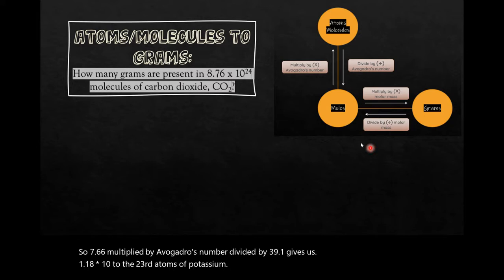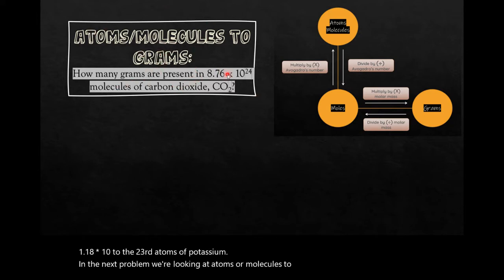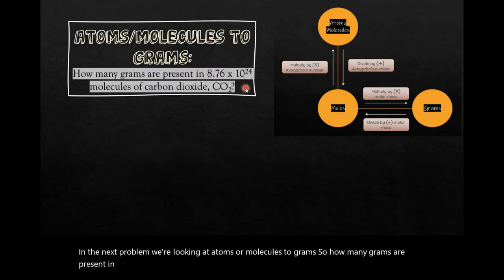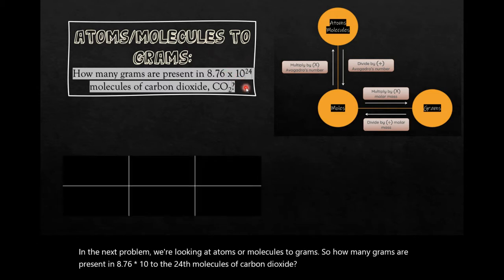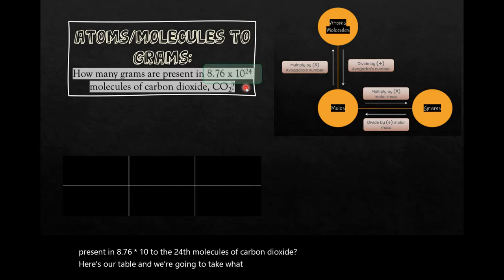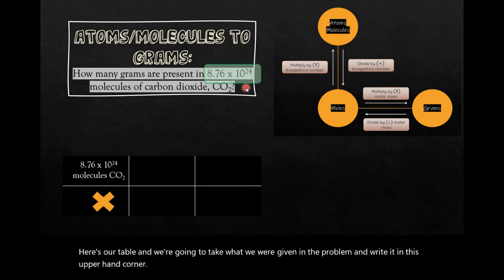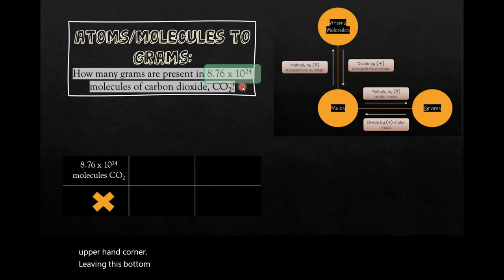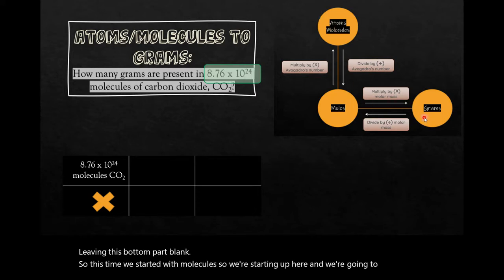In the next problem, we're looking at atoms or molecules to grams. So how many grams are present in 8.76 times 10 to the 24th molecules of carbon dioxide? Here's our table. And we're going to take what we were given in the problem and write it in this upper left-hand corner, leaving this bottom part blank. So this time we started with molecules. So we're starting up here, and we're going to go molecules to moles to grams.